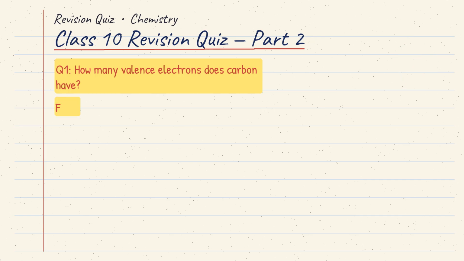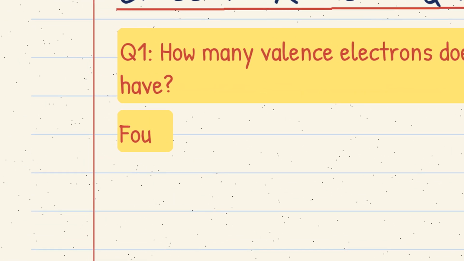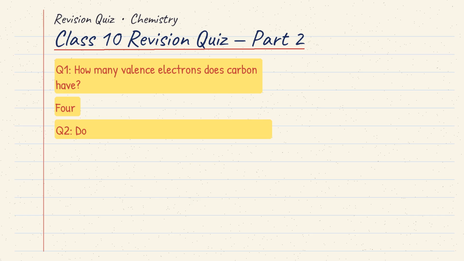The answer is 4. Its configuration is 2, 4. Question 2. Does carbon lose, gain, or share electrons?